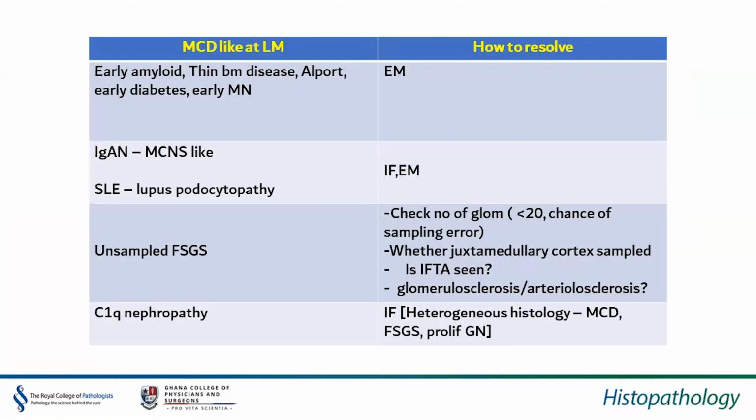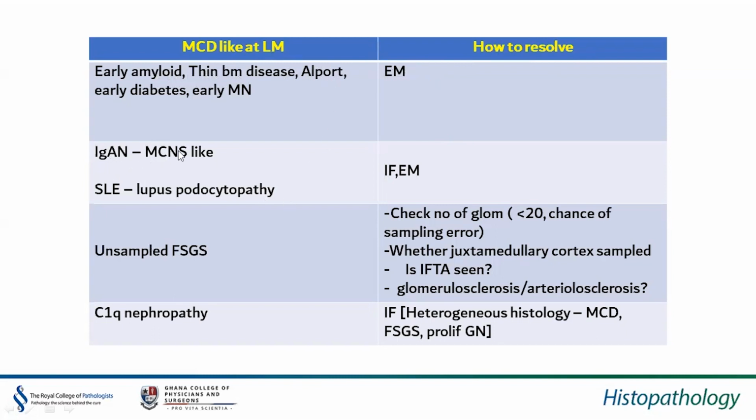Now, is minimal change disease the only one which can have no changes at light microscopy? Indeed not. There are several others. Early amyloid, thin basement membrane disease, Alport, early diabetes, and early membranous can all have a minimal change disease-like appearance at light microscopy. How do you resolve them? Electron microscopy helps in detection of very early amyloid. Thin basement membrane disease will have thin basement membranes, and Alport's has a characteristic pattern.